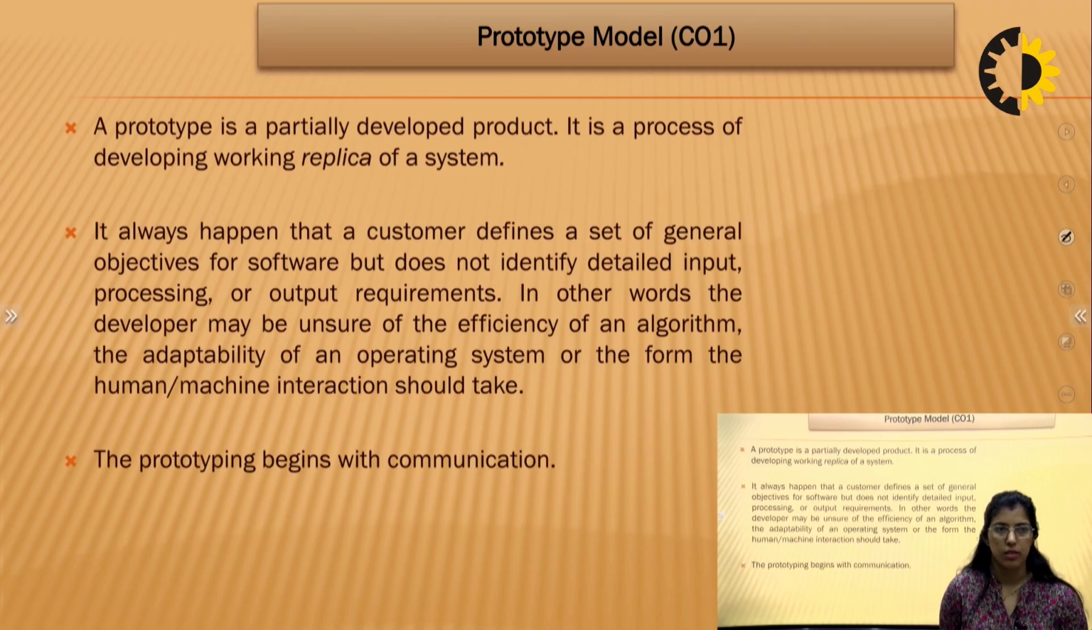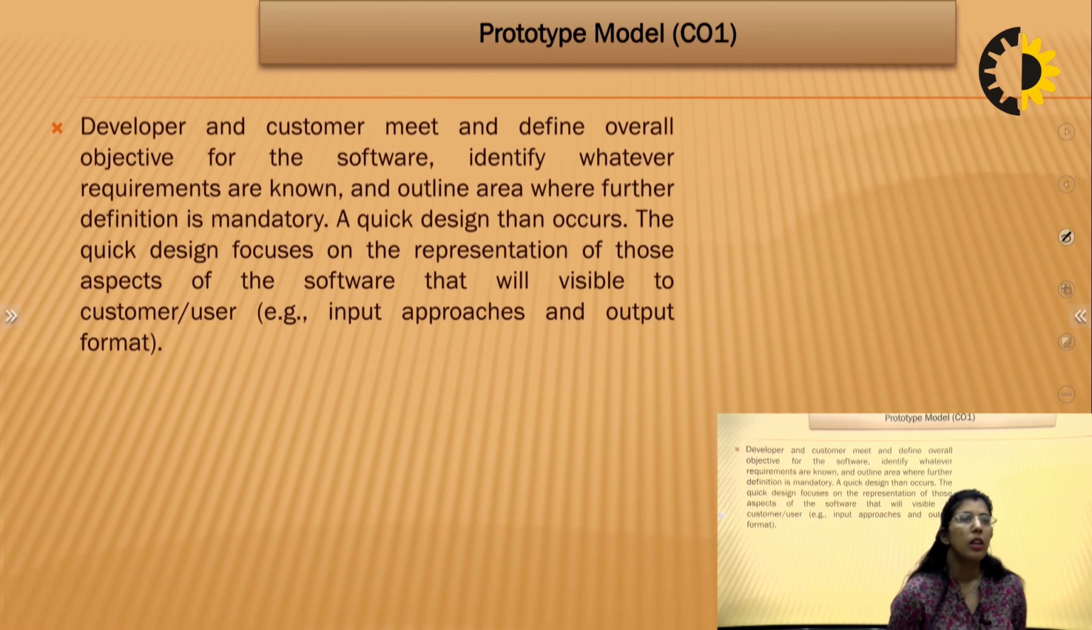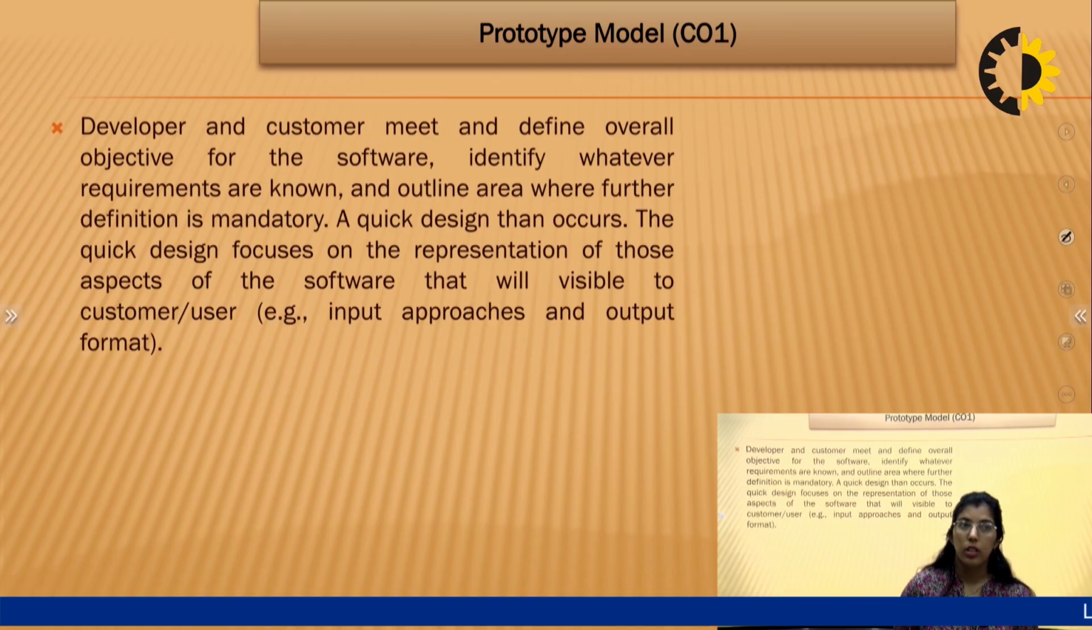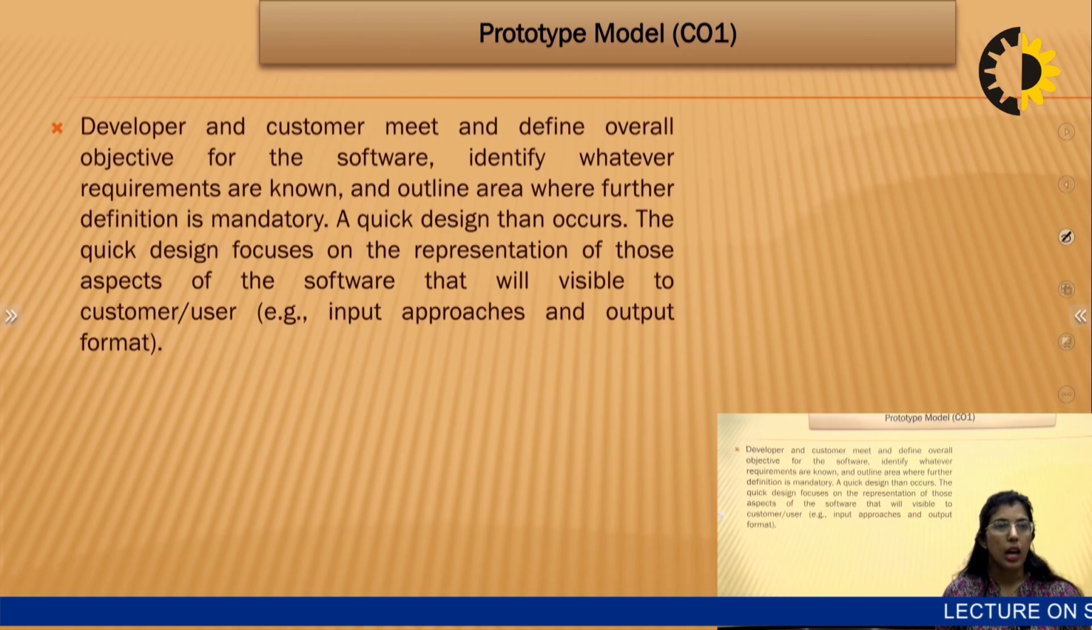In other words, the developer may be unsure of the efficiency of an algorithm, adaptability of the OS, or the form of human or machine interaction should take, user interface basically. The prototyping begins with the communication. Here the developer and the customer meet and define all overall objectives for the software, identify whatever requirements are known, and outline area where further definitions are made.